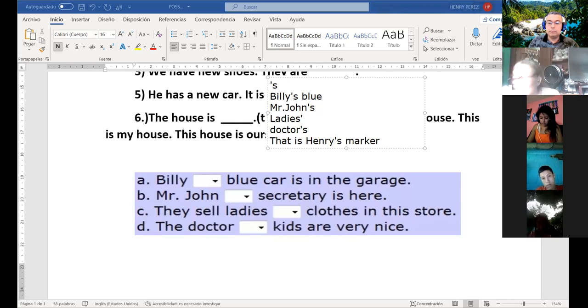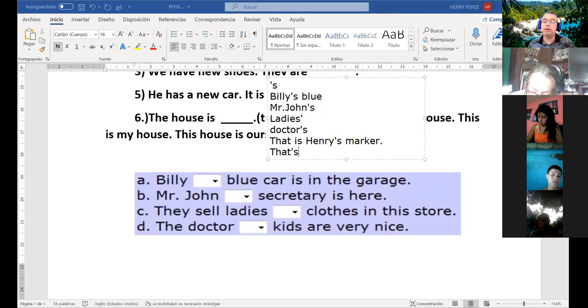Teacher, pero también podríamos decir solo that Henry's marker. También, si lo quiere contraer. Okay, yes. No hay ningún problema. No cambia el significado. Very good, Sandra, for adding that. Very good, Melissa. That is Henry's marker.